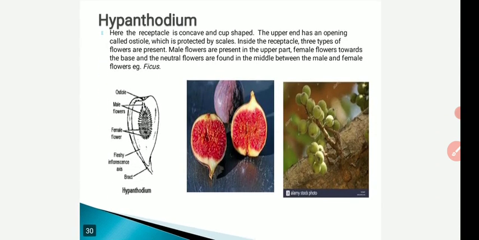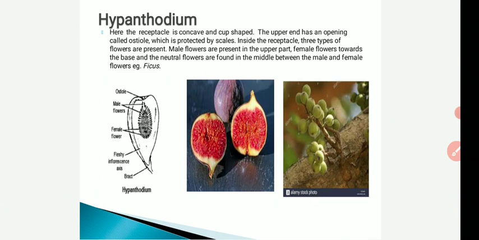Now the next type of special inflorescence is hypanthodium. You might have observed this in fig or in members of Ficus. So, the hypanthodium type of inflorescence is one of the special types of inflorescence in which a cup-shaped receptacle is formed by condensation of the rachis of three closely placed cymes. So, three closely placed cymes condense and form a cup shape, and the receptacle is almost enclosed with a small opening at the top called the ostiole.